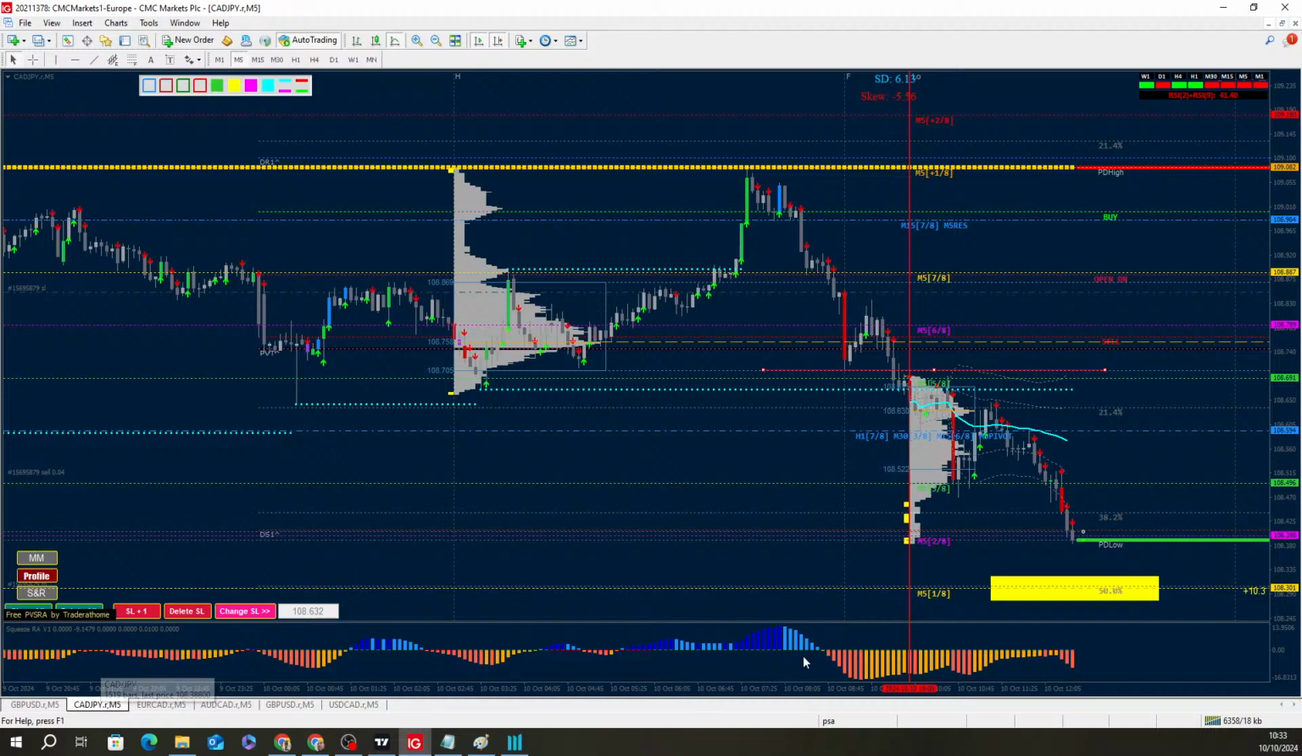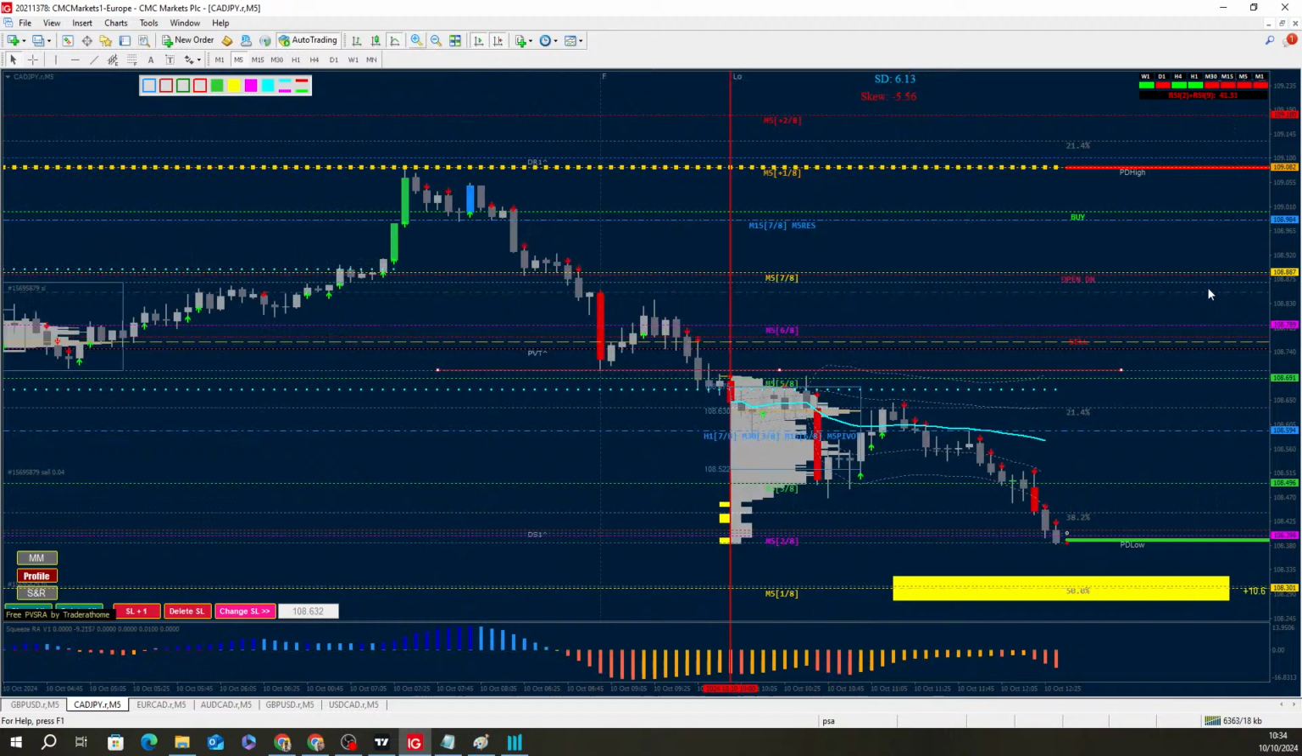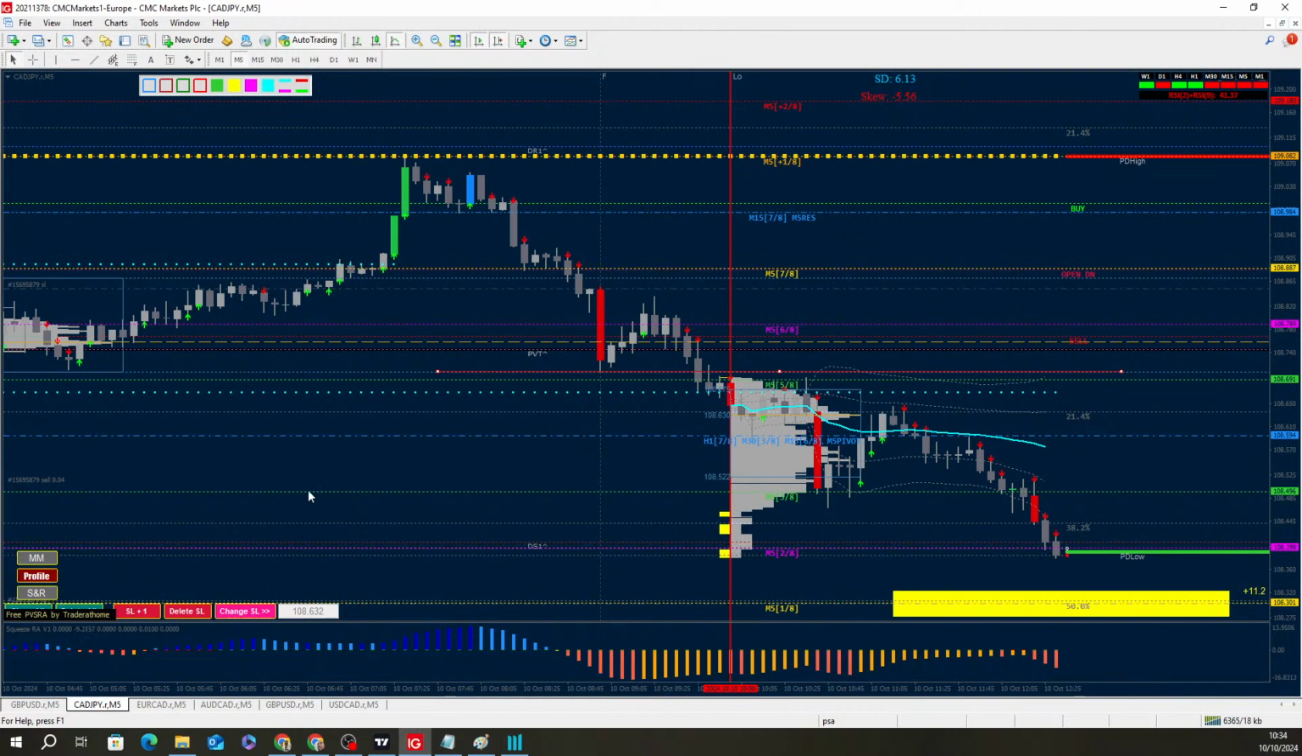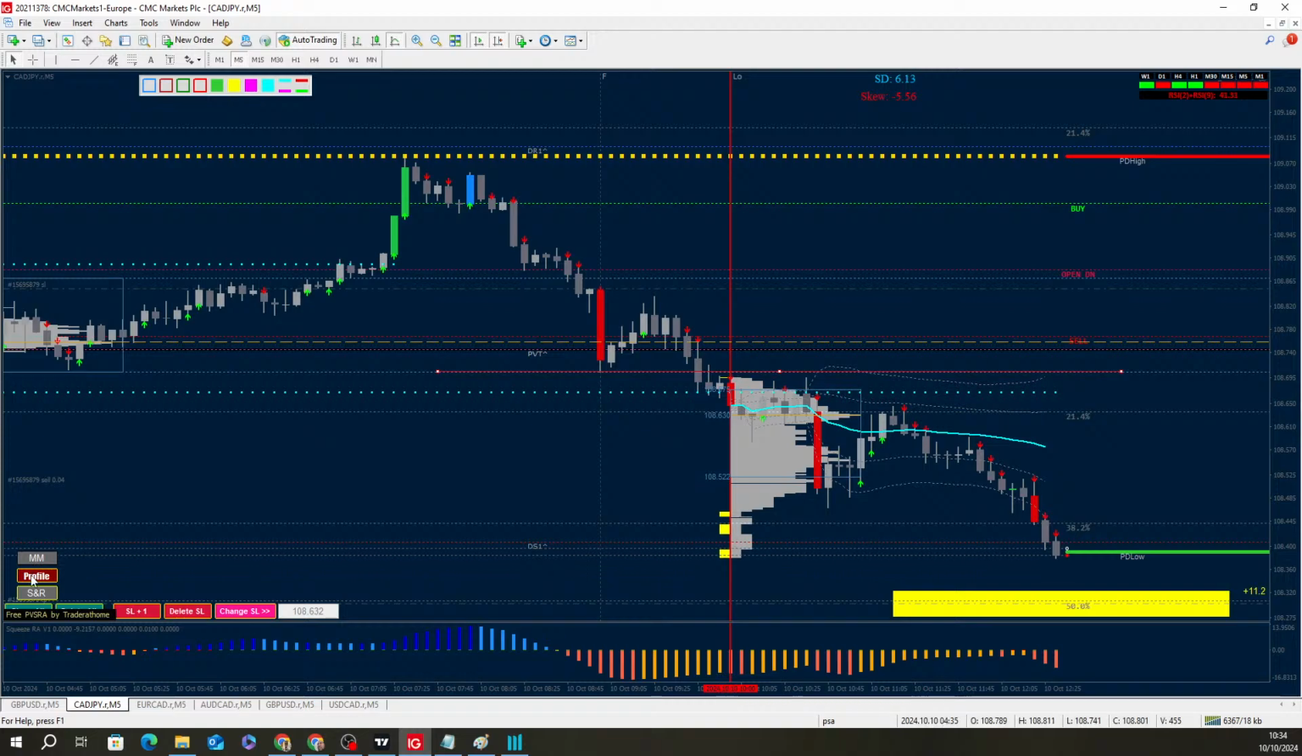Okay, 10 pips on the card yen. We're nearly at the 108.30. I've placed the stop loss and profit targets here. Let's keep the chart clean.